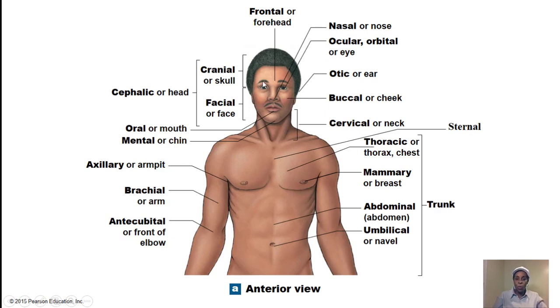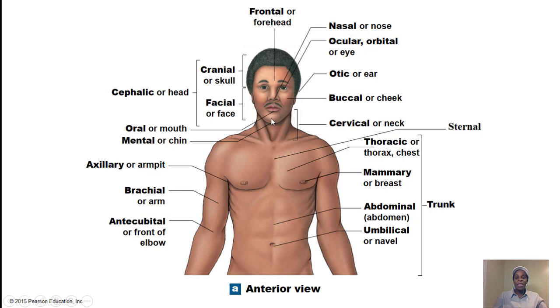The whole head region is called cephalic region. It is divided into two parts. The facial region, and the skull, cranial. Then the nose is nasal. The eye is ocular, orbital, or optic. The ear is otic. We have a lot of O's here. The cheek is buccal. Then the mouth is oral.